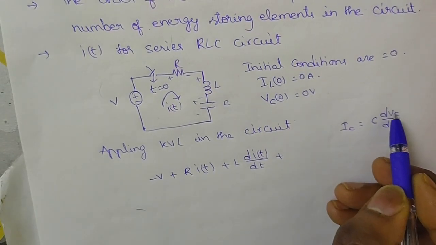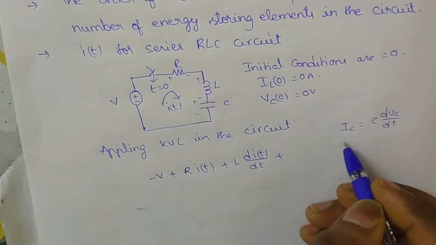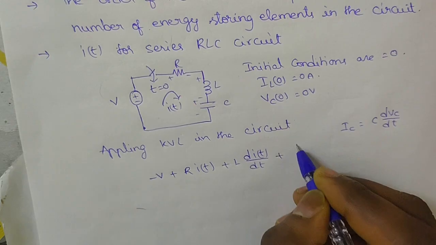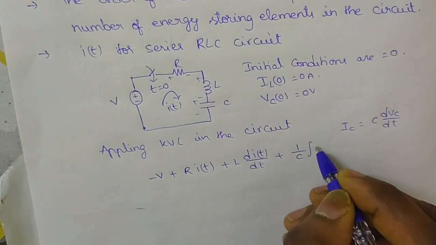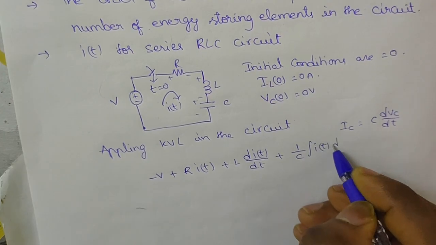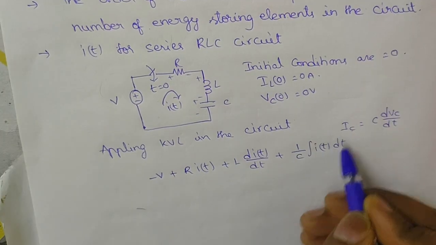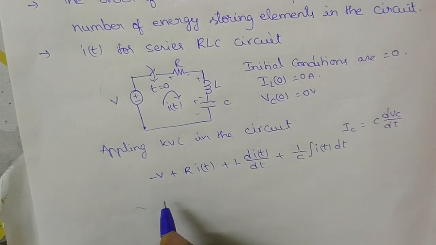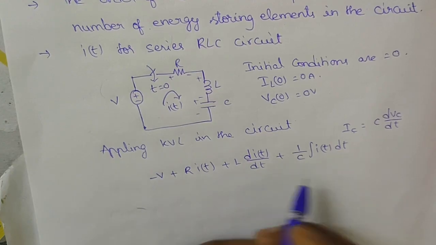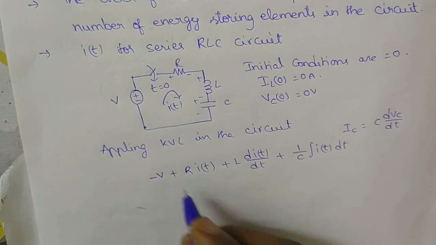Here we need the voltage across the capacitor, so we will be writing this in terms of current: 1 by C integration of I of t dt. As the capacitor current and inductor current are the same, we can take IC as I of t. Now we will convert this time domain equation into the frequency domain, and we will derive the current equation.